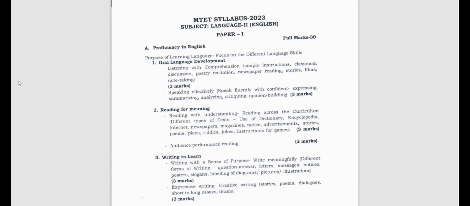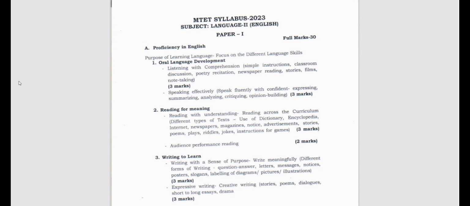So what we are going to do today is discuss the MTET syllabus for 2024. The MTET syllabus for 2024 exams we are going to discuss today, and we are going to discuss specifically language 2 of English, alright?